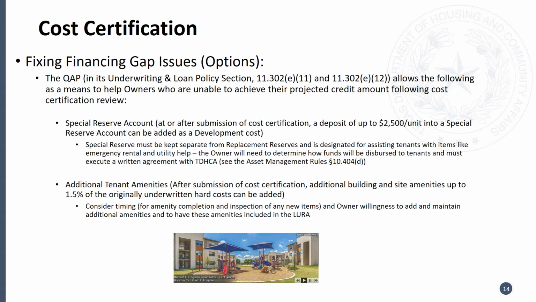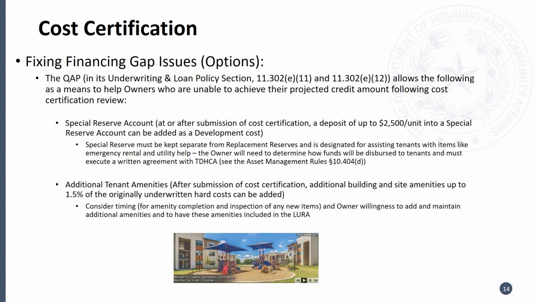From an equity gap analysis, how would TDHCA view a reduced permanent loan? For example, the original loan was $20 million, but due to NOI, the lender will only allow $18 million. Would TDHCA still underwrite the gap analysis with the original $20 million loan contemplated?